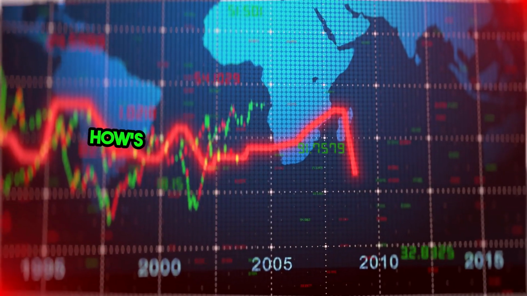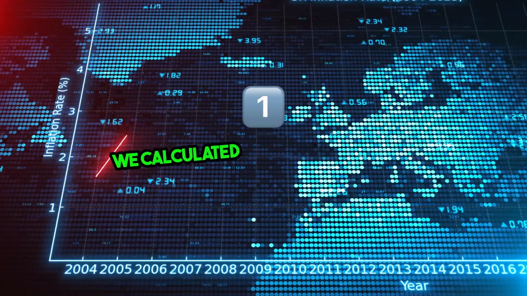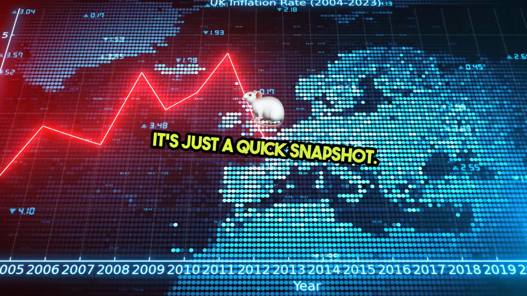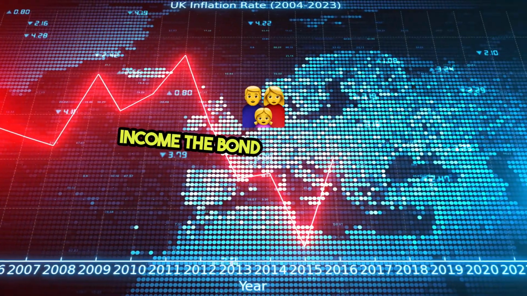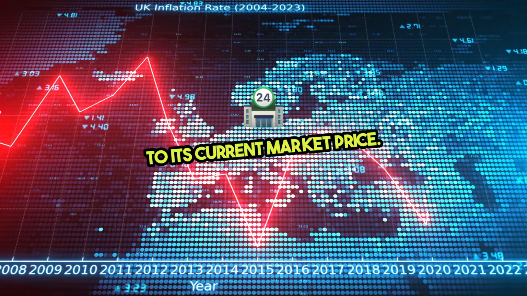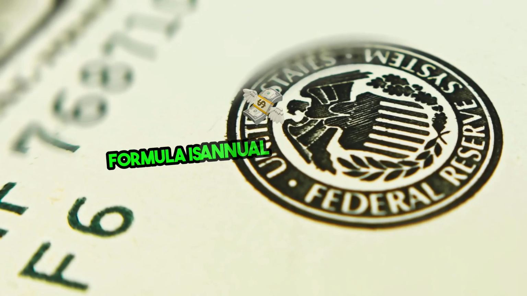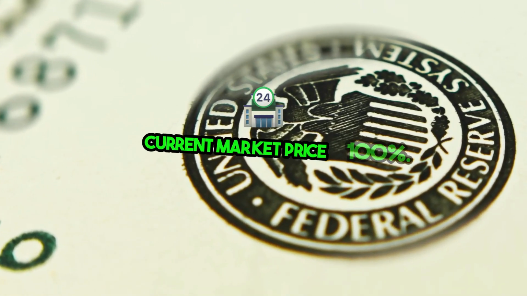What about current yield? How's that different from the main yield we calculated earlier, the PV one? Yes. Current yield is much simpler. It's just a quick snapshot. It looks at the annual coupon income the bond provides relative to its current market price. So just annual cash flow divided by current price. Pretty much. Formula is annual coupon payment divided by current market price, times 100%.